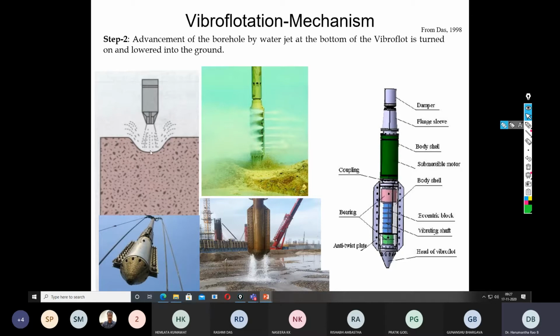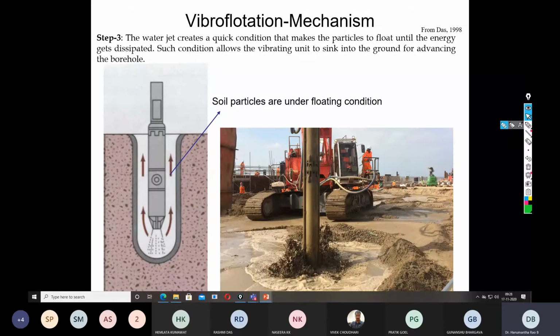So the second thing is, we need to advance the borehole. For advancing the borehole, we use the help of a water jet. When you use the water jet, it loosens the particles. Once the soil particles are loosened, the probe simply sinks, and thereby we can advance the borehole. This is the second step in the vibroflotation technique.